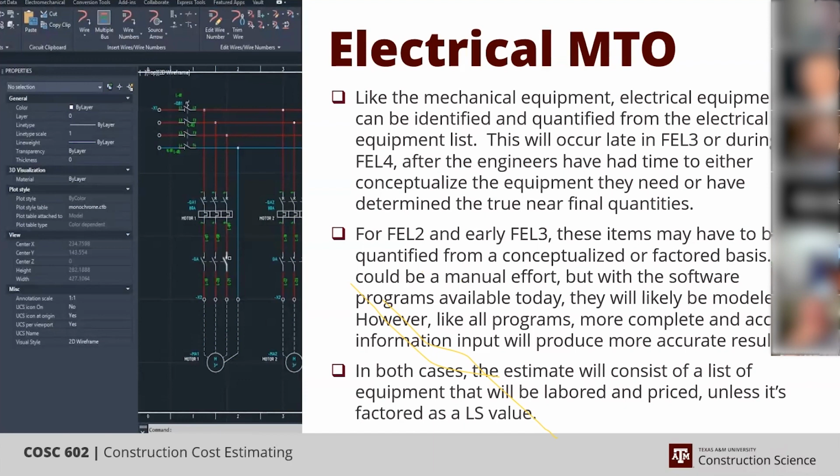But in FEL 2 and 3, nobody really knows at that point in time. So the factoring or the modeling may be done by engineering, or it may be done by estimating, depending upon what programs are available in each group and who has the time.